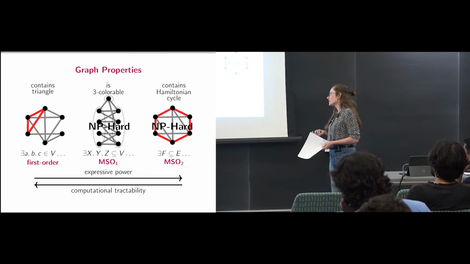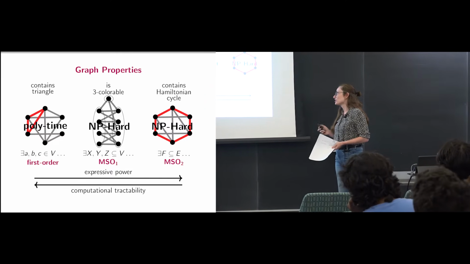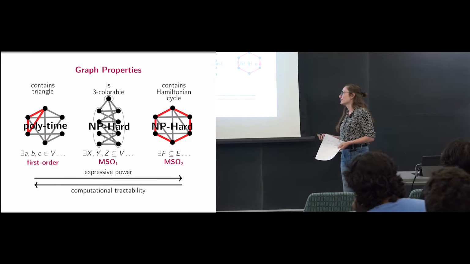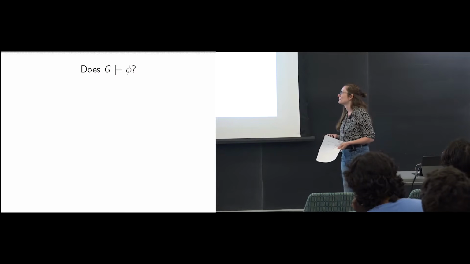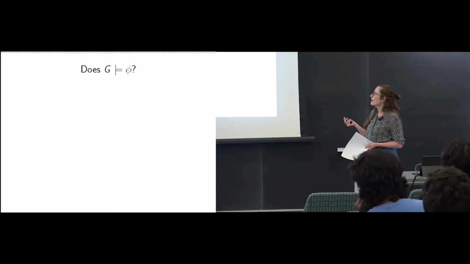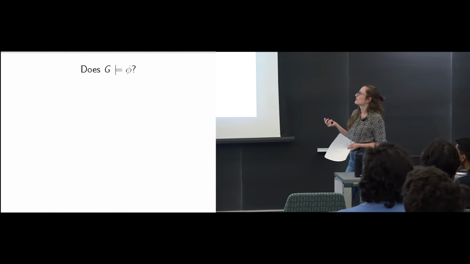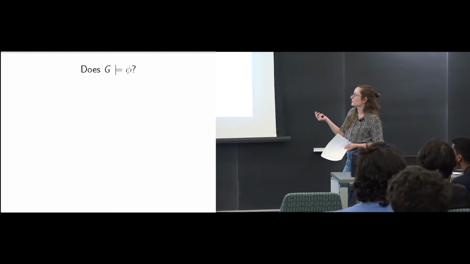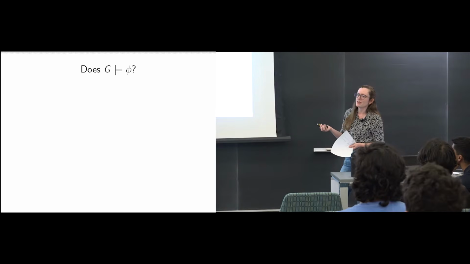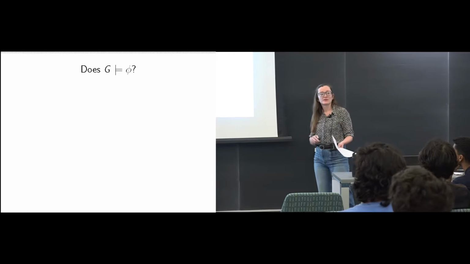But first-order logic is unique because each first-order problem can be solved in polynomial time. And that's what I want to talk about now. So given a problem that I can state in first-order logic, say, a sentence in first-order logic, I want to determine whether or not that sentence holds for a particular graph.